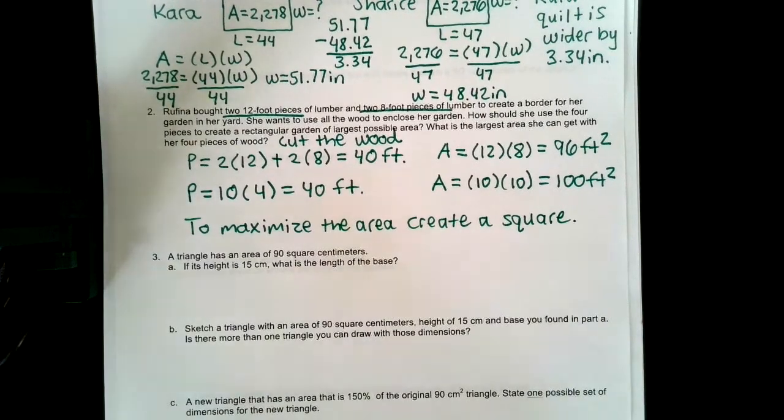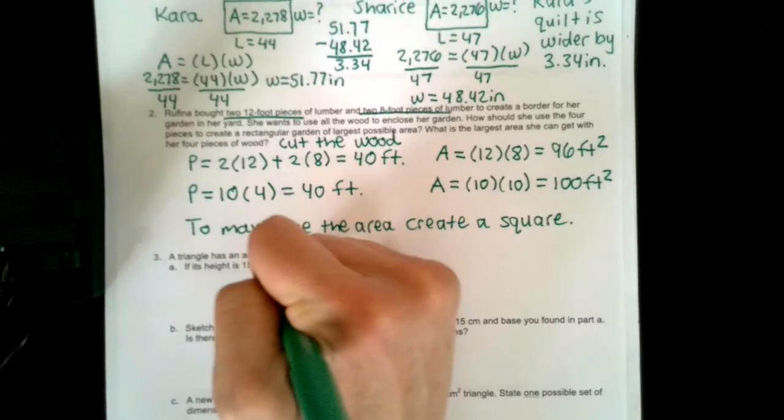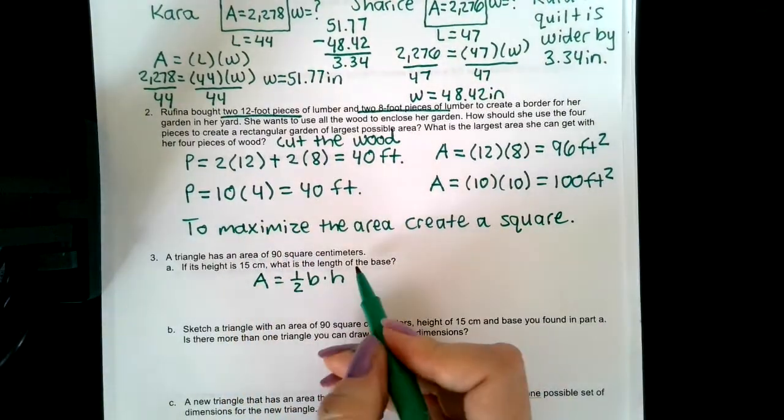All right, let's move on to number 3. A triangle has an area of 90 square centimeters. If its height is 15 centimeters, what is the length of the base? So I'm going to use the formula for the triangle's area, which is 1/2 base times height. And I'm going to plug in the information that they give me.